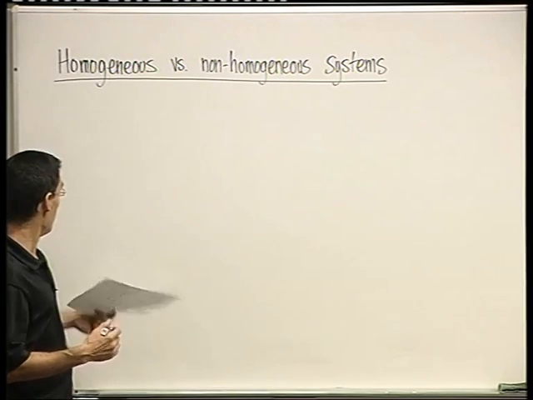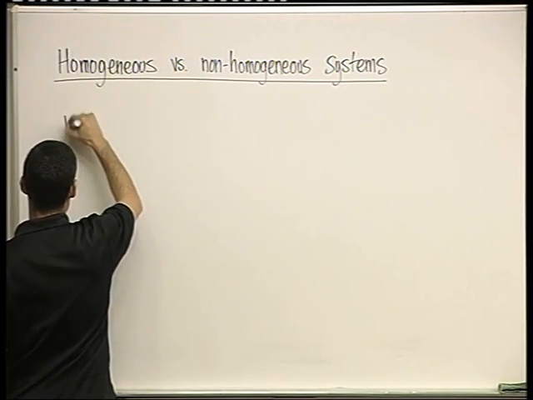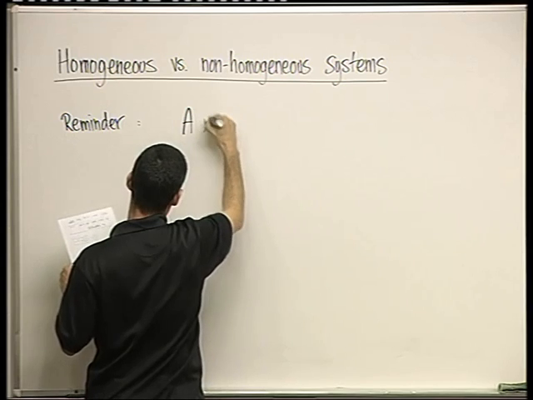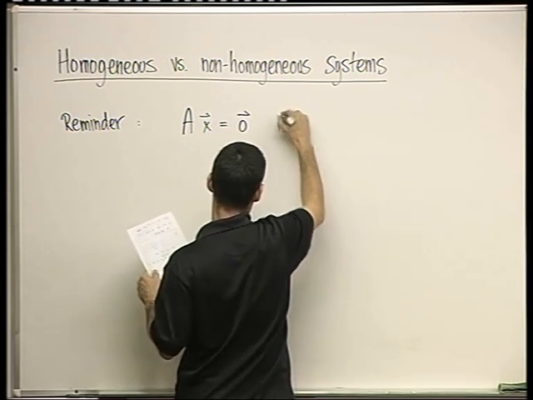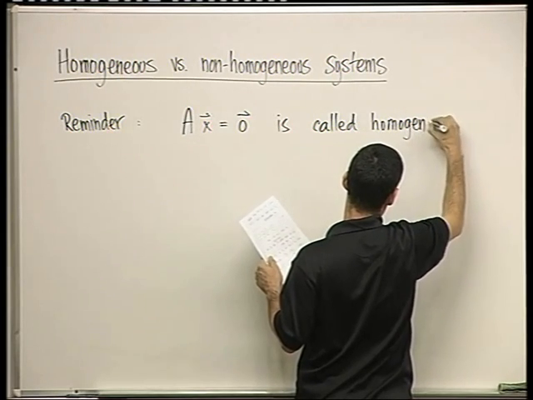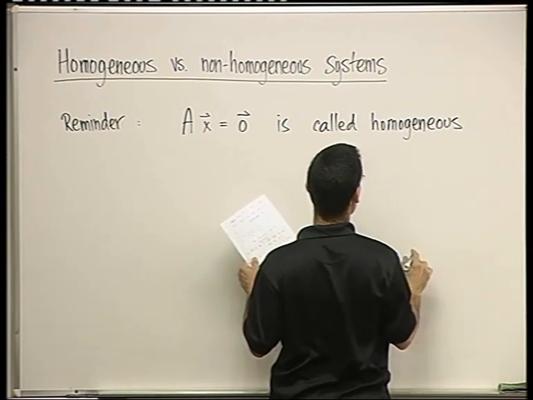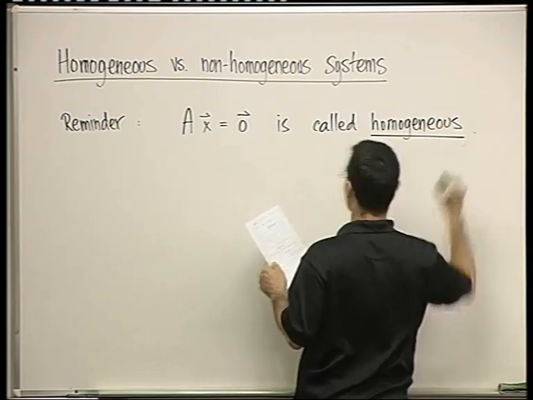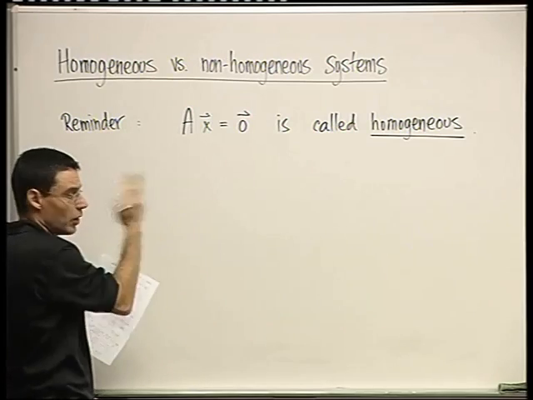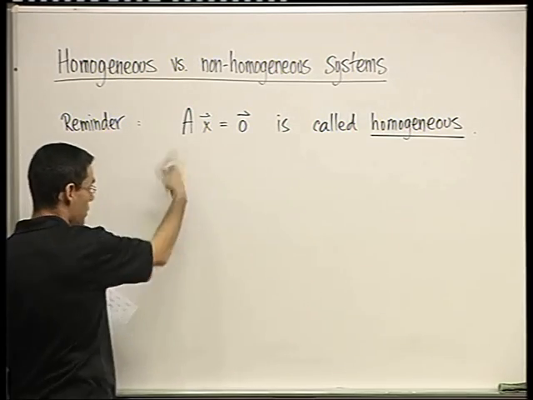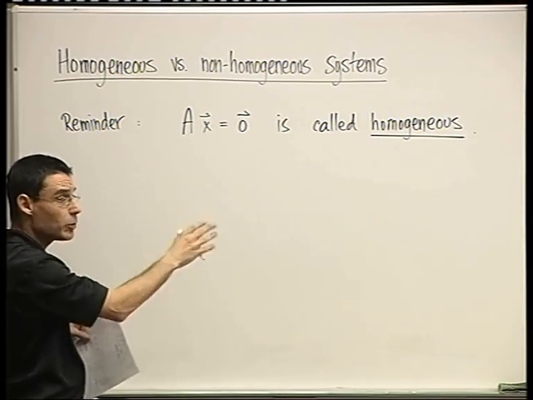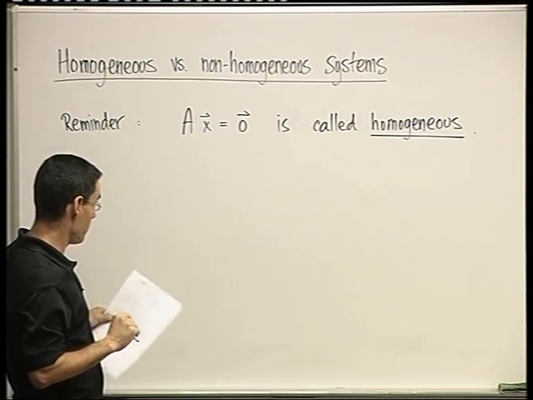I want to remind you what a homogeneous system is. So, reminder, Ax equals 0 is called homogeneous. What it means is that the column vector B of the free coefficients is all 0 entries. So all the equations in the system are of the form a1x1 plus a2x2 plus a3x3 and so on equals 0. All the equations are of this form.